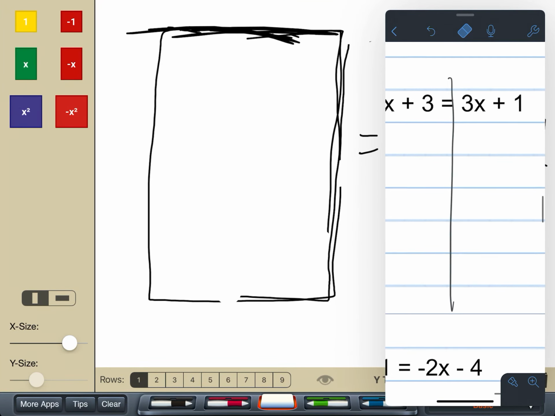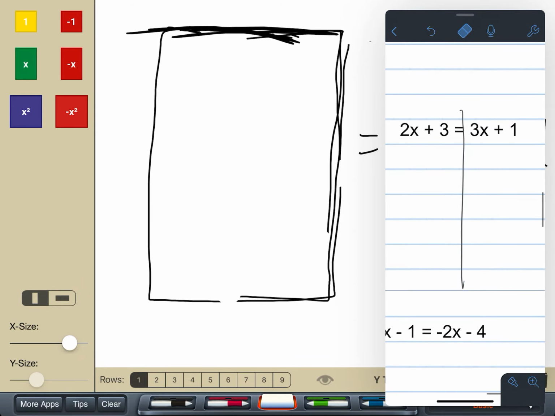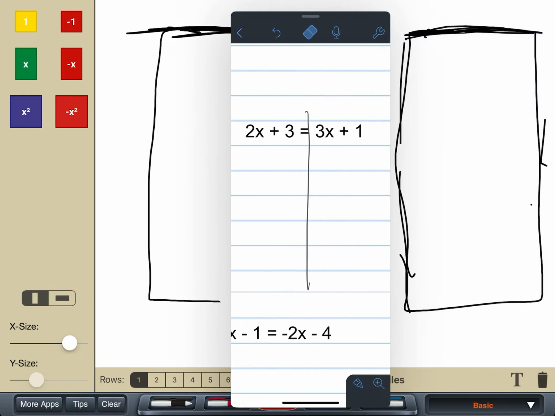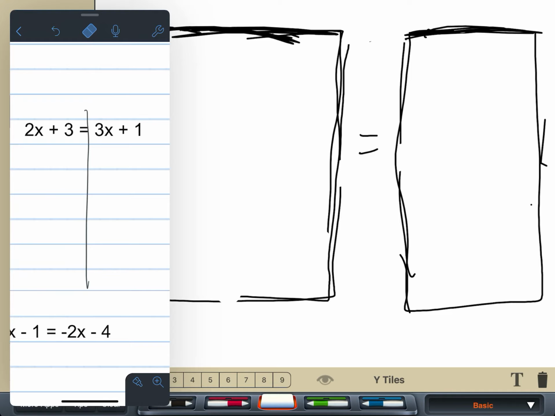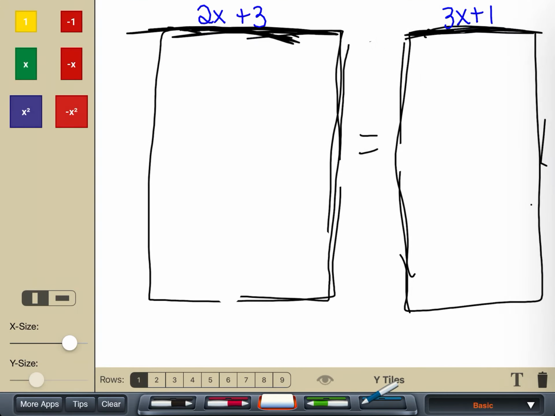So this particular problem, like I said, we're going to be modeling with, there we go. I'll do it in blue so you can see a little better. So we're going to solve 2x plus 3 equals 3x plus 1. And then as we model it, I will show you the steps that you would be taking if you were doing it algebraically, the steps that kind of correlate to it.